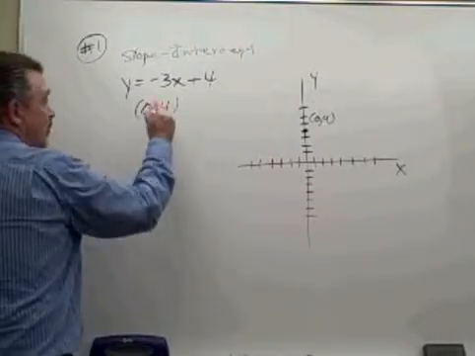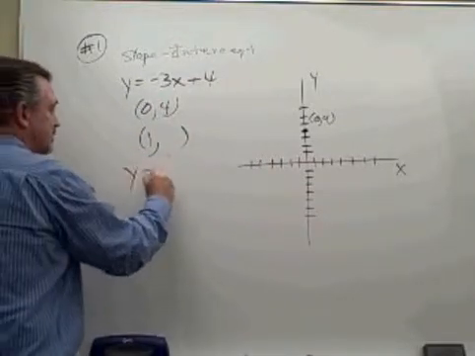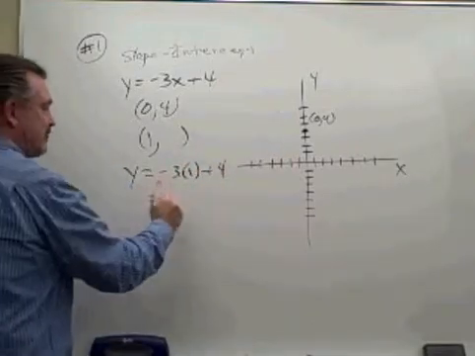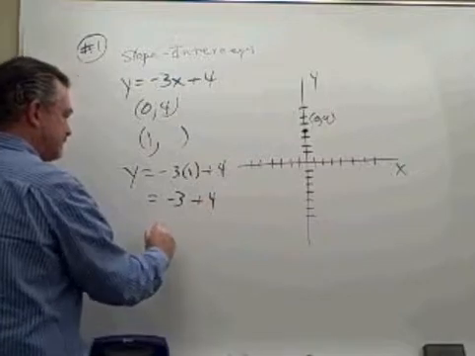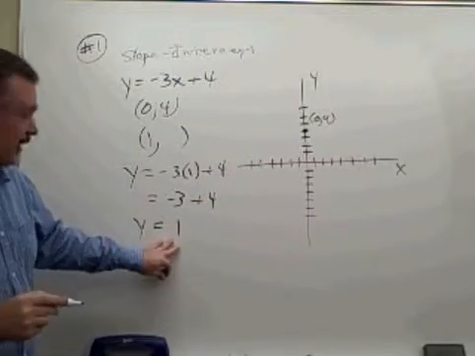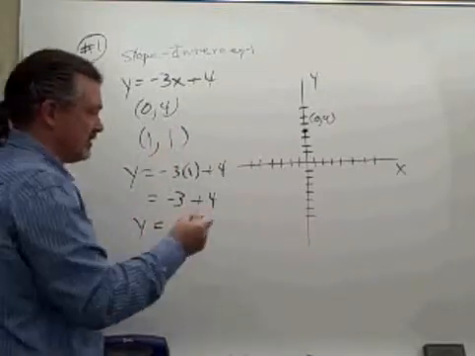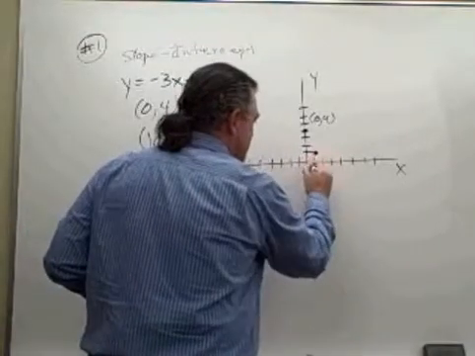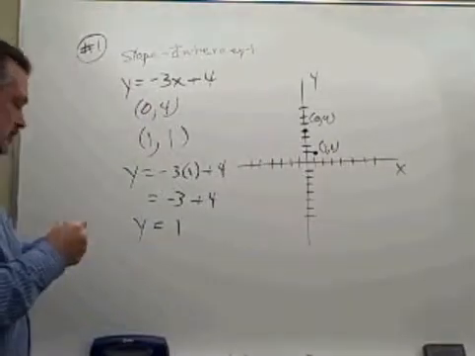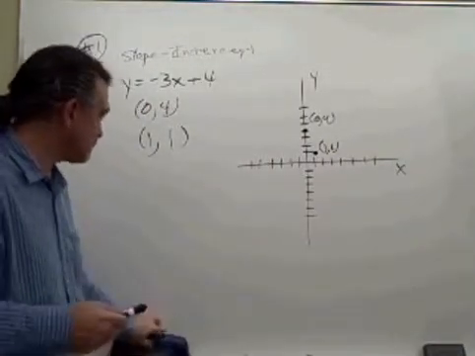So let's let x be 1. If we let x be 1, negative 3 times 1 is negative 3. Negative 3 plus 4 is 1. So y has to equal 1. Well, that was interesting. When x was 1, y was also 1. So that would be the point approximately here. Go over 1 for x, up 1 for y. Let's find another solution point then.